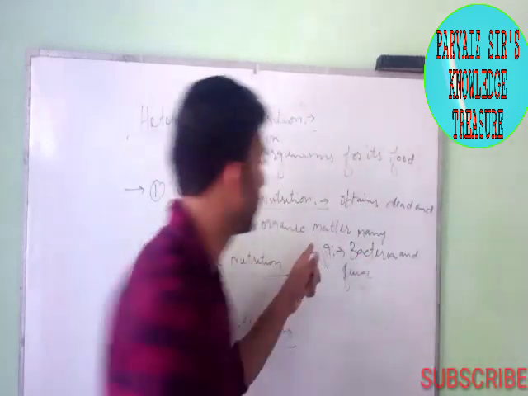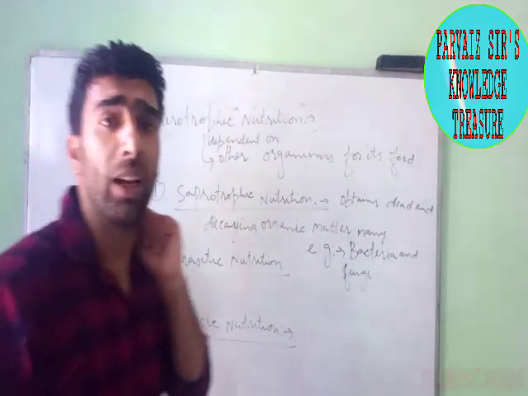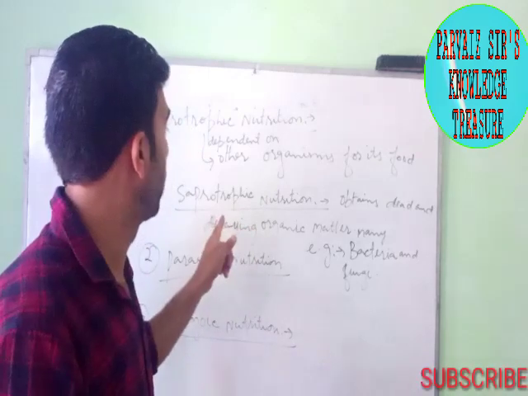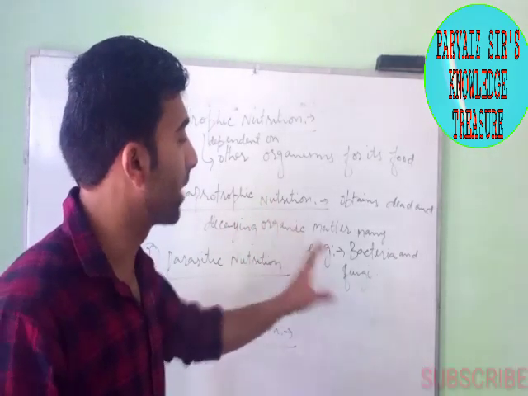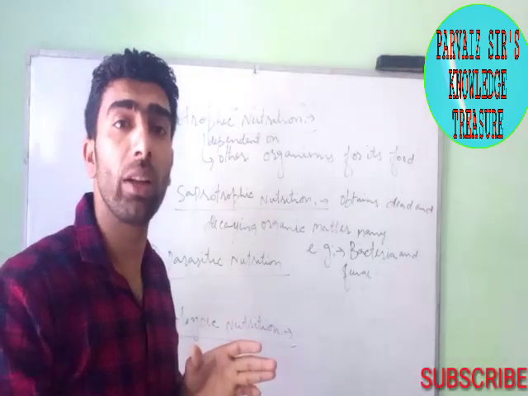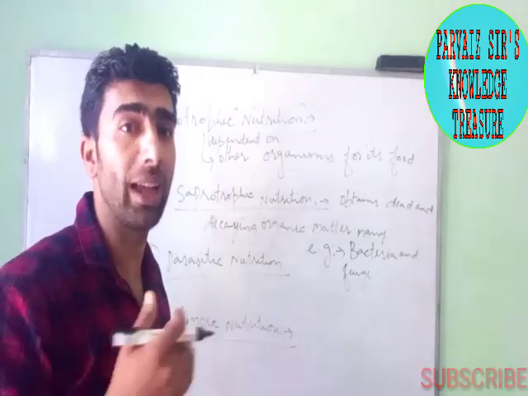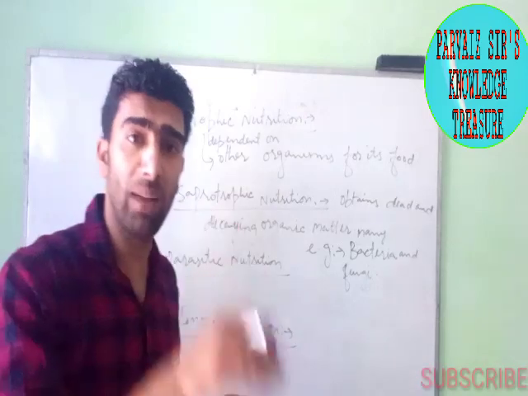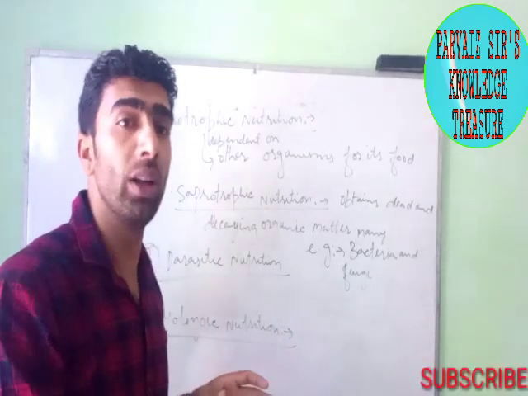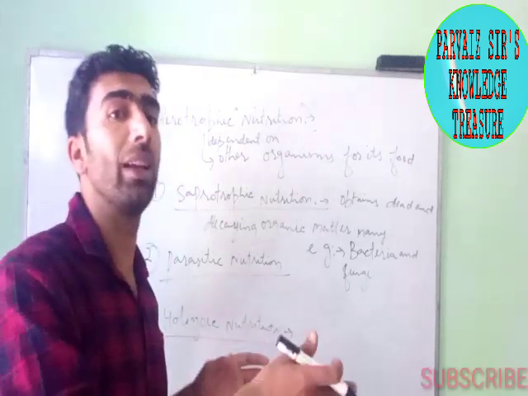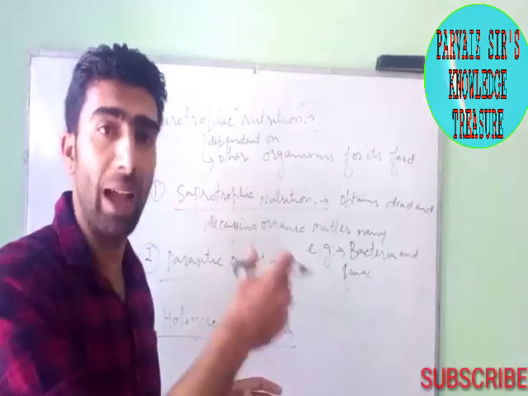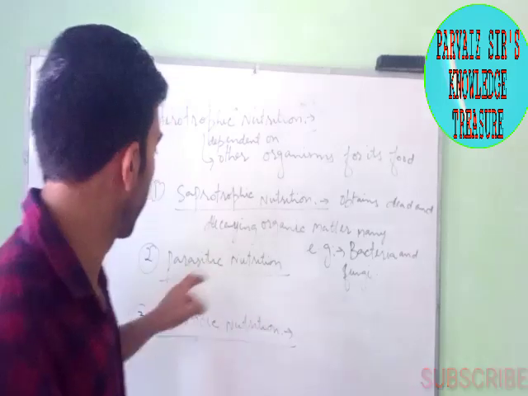In saprotropic nutrition, the bacteria or fungi do not take in food inside the body directly. They first produce enzymes to make the food into liquid form outside their body, and then they suck that liquid or sap into their body.